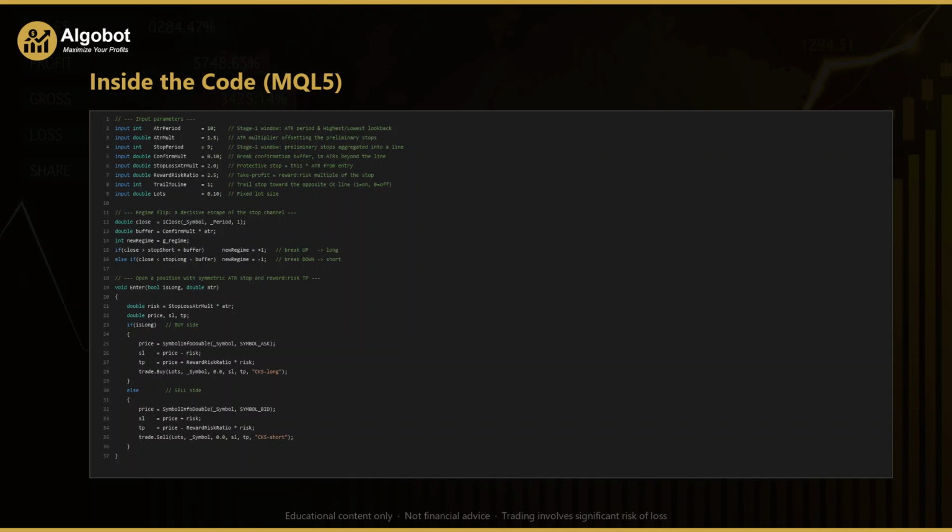Then, if that close is above the upper line, stop short, plus the buffer, the new regime becomes +1, meaning up. If instead the close is below the lower line, stop long, minus the buffer, the new regime becomes -1, meaning down. Now look at the enter function, which handles both sides.